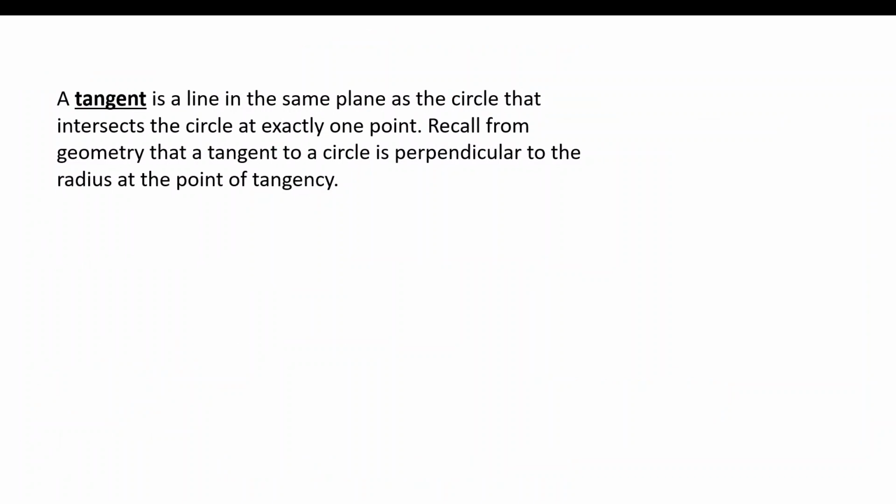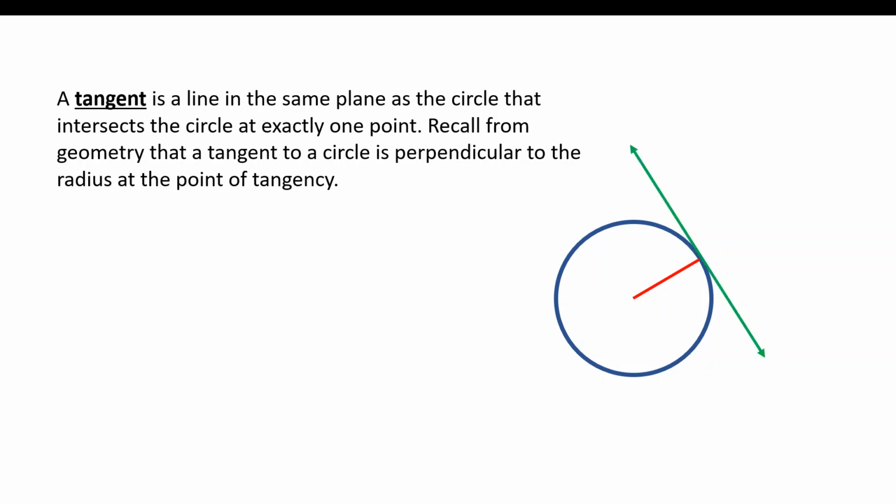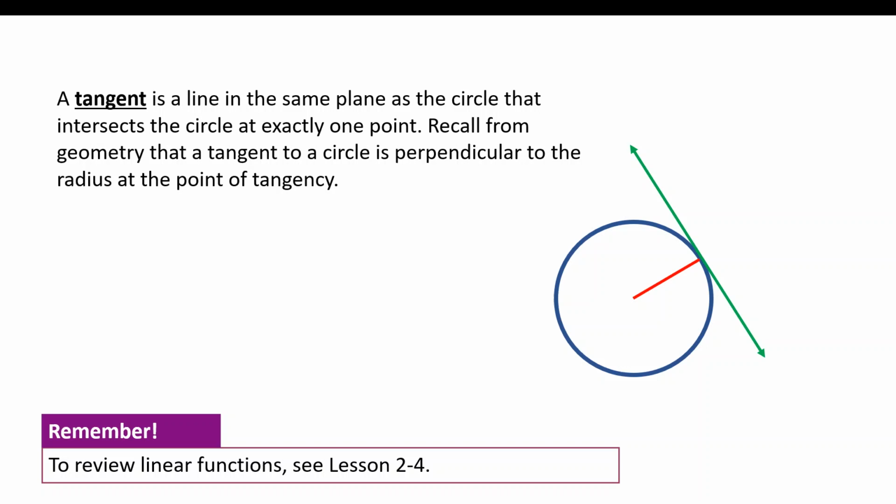All right, a tangent is a line in the same plane as the circle that intersects the circle at exactly 1 point. So let's talk about a tangent. Recall from geometry that a tangent to a circle is perpendicular to the radius at the point of tangency. And when it's perpendicular, that tells us that there's a right angle there. So let's talk about a few things that we need to know about this. The tangent is perpendicular, so the slope of this tangent is actually going to be the opposite reciprocal of the slope of our radius, all right?